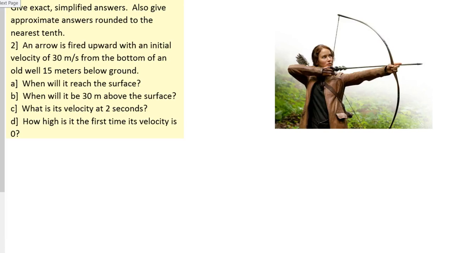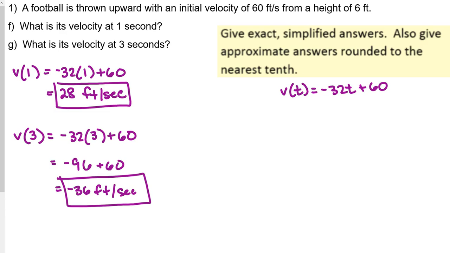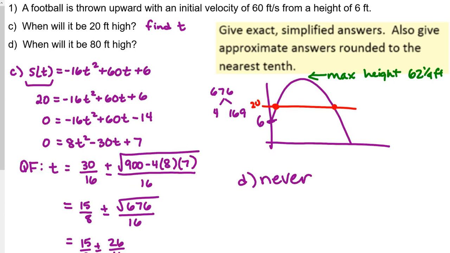Okay, now we are back. We're doing the second example, and you'll notice it only has 4 parts, A, B, C, and D. Again, we're giving exact simplified answers and then approximate answers rounded to the nearest tenth. And I'm thinking that maybe for the last problem, did I forget to give approximate answers?